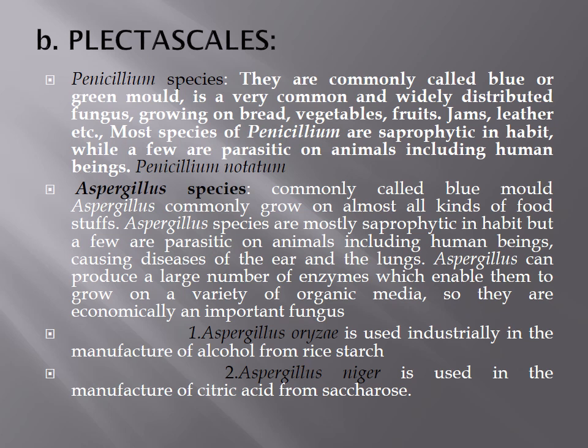Plectascales. The first order of Plectascales contains Penicillium species. They are commonly called blue or green molds, meaning they are either blue or green. It is a very common and widely distributed fungus growing on bread, vegetables, fruits, jams, leather, etc. Most species of Penicillium are saprotrophic in habitat, while a few are parasitic on animals, including human beings.